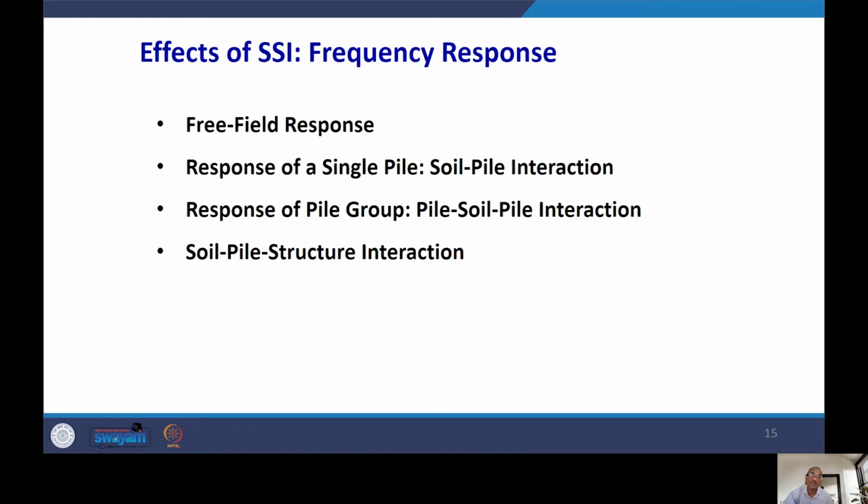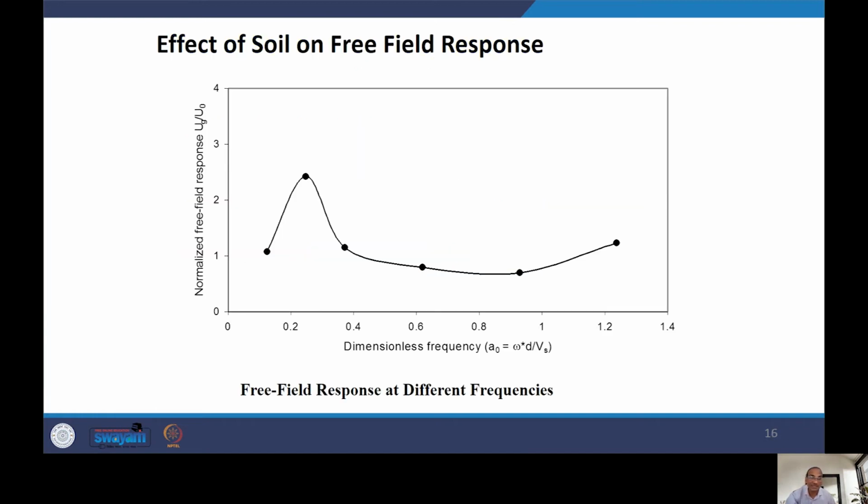And in that case, when you apply the motion at the top of the bedrock and it propagates through the medium, what happens when it reaches the ground level depends very much on the frequency, as we discussed in the last lecture on ground response analysis. How this affects the soil pile system, you can see in this slide. This slide shows the effect of soil on free field response.